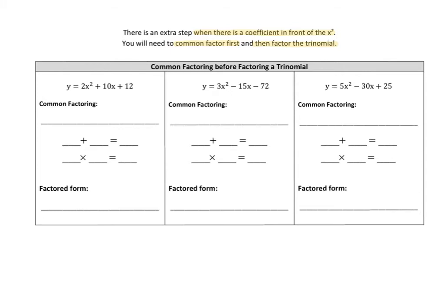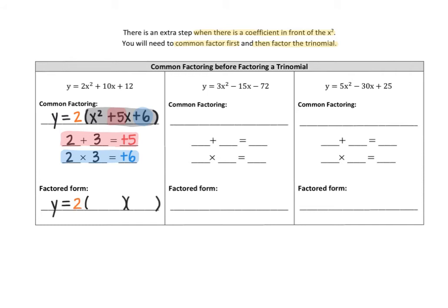y equals 2x squared plus 10x plus 12. Well, there's a factor of 2 in each one of those terms. If we divide 2 out of each term, we'll have y equals 2 outside of our brackets, and we'll be left with x squared plus 5x plus 6. Now we can factor this. We'll need numbers that multiply to give us 6 and add to give us 5. 2 and 3 will work here: 2 plus 3 gives us 5, and 2 times 3 gives us 6. So our factored form will be y equals 2, and then in brackets, x plus 2, and in another set of brackets, x plus 3.